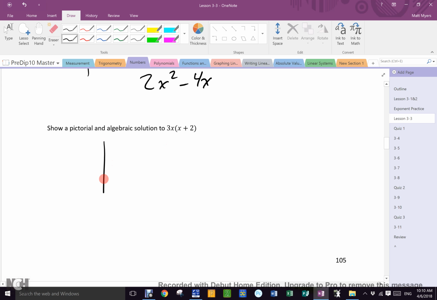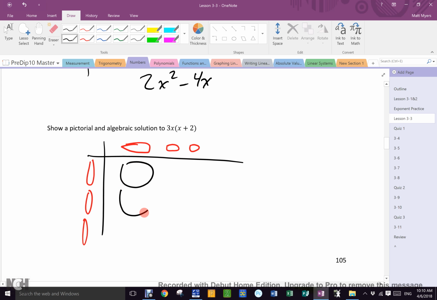2 seconds. Go. The factors. 1, 2, 3. 1, 2. Fill it in. 1, 2, 3. 1, 2, 3. 1, 2, 3. 3x squared plus 6x.